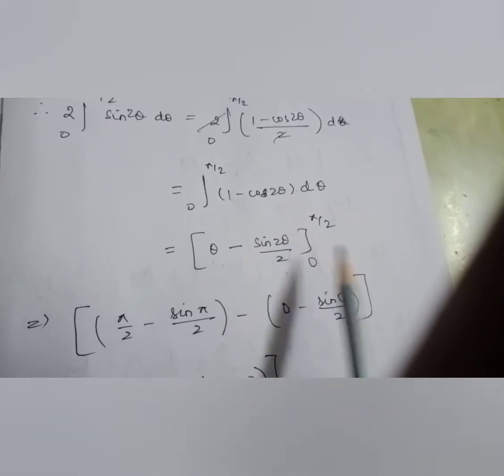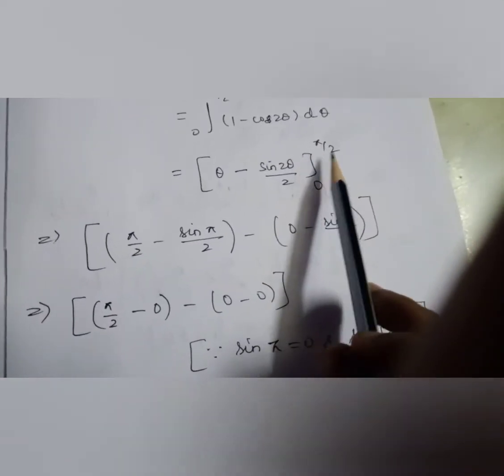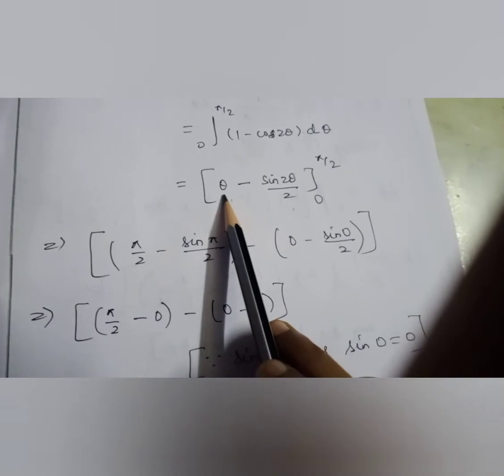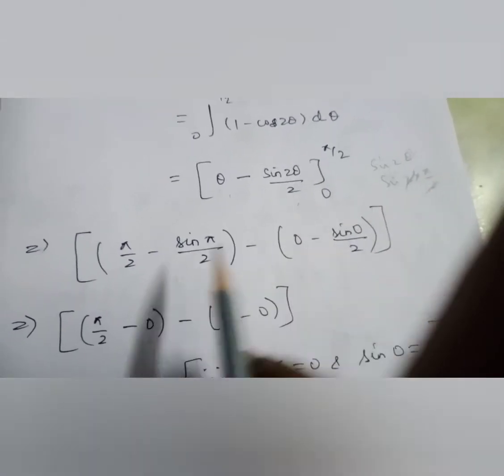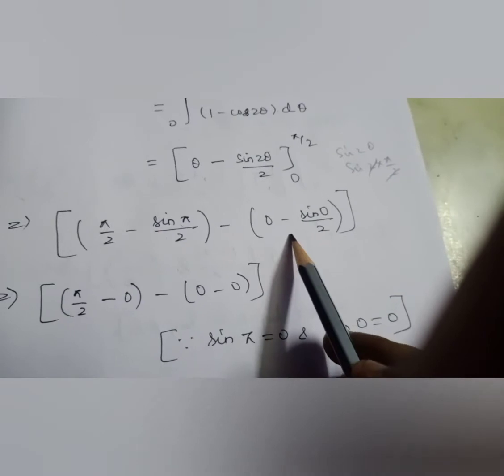Now apply the upper limit and lower limit. Upper limit is pi by 2. In the place of theta, it is pi by 2 minus sine. See, it is sine 2 theta. So sine 2 into pi by 2. 2 gets cancelled. So it is sine pi by 2 minus sine 0.